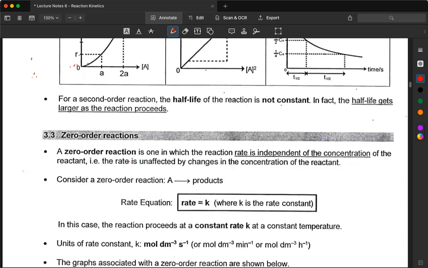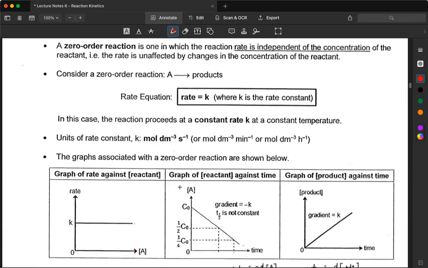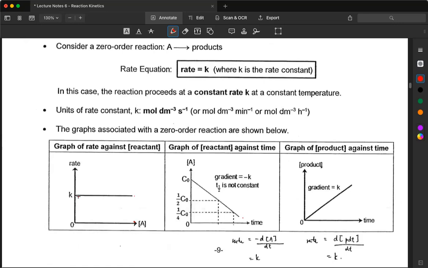For zero order reaction, the reaction rate is independent of the concentration. We did mention that. And these are the units. So the graph will be something like this. Since rate equals K, that's it. As for concentration of A, the gradient K is actually constant and it should be decreasing if you talk about reactant. For product, it should be increasing starting from origin.